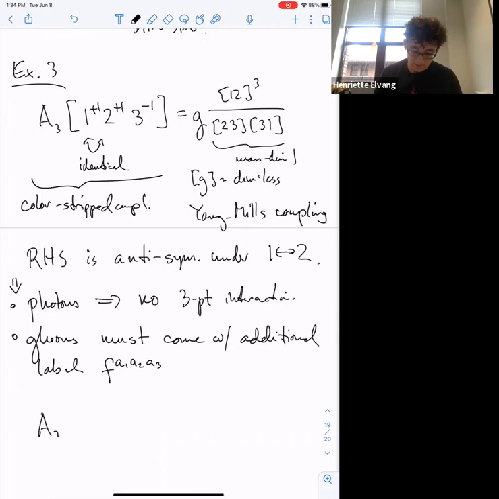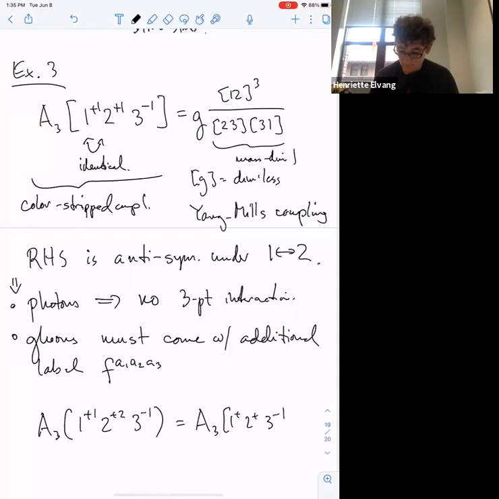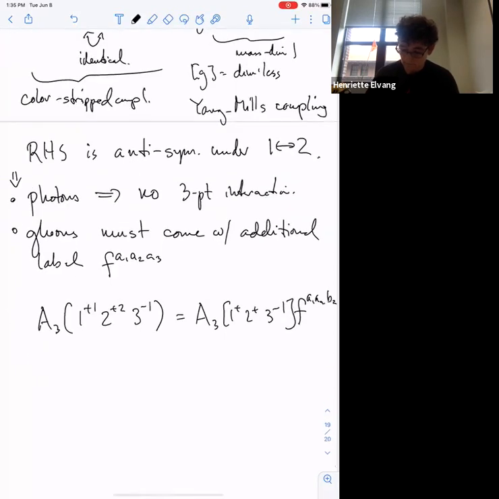And the real amplitude with gluons is in fact the color ordered amplitude for gluons with that additional factor thrown in, f^{abc} or f^{123}. And now indeed it has the correct Bose symmetry, because you get a minus from this part and you get a minus from that part.